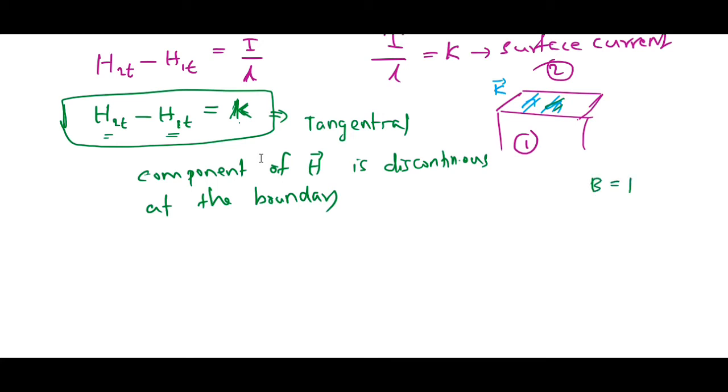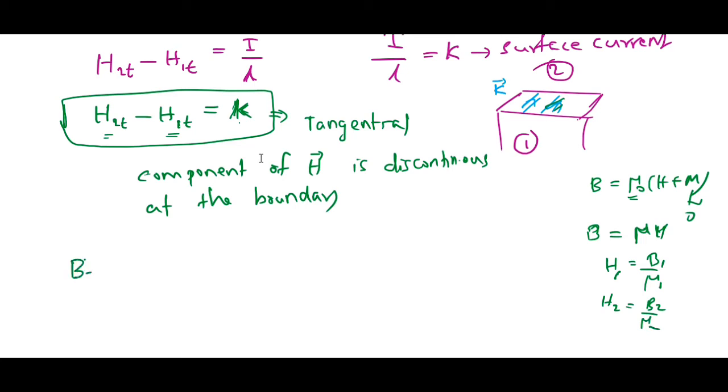We know that B is equal to mu 0 H plus M. If M is equal to 0, B is equal to mu H in a medium. This is the free space. That is, H is equal to B by mu. Then if the medium is 1, H1 is B1 by mu 1, and H2 is B2 by mu 2. This expression can also be written in another way: B2t by mu 2 minus B1t by mu 1 is equal to K.